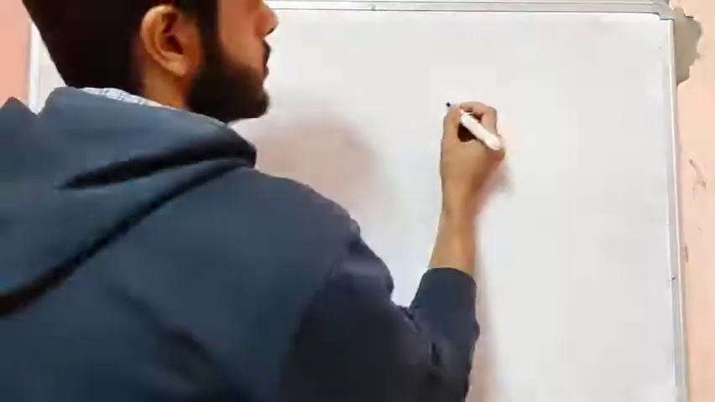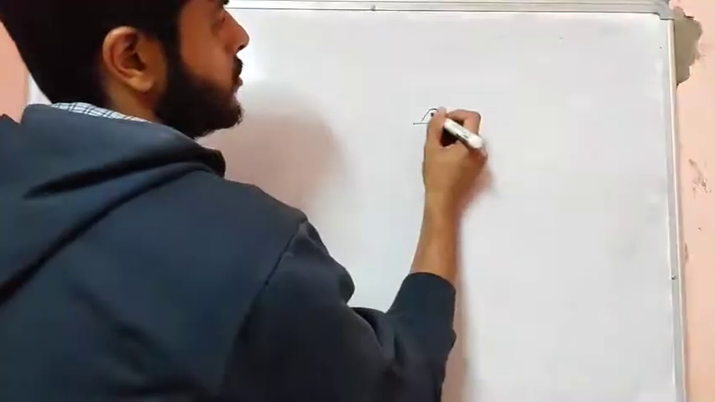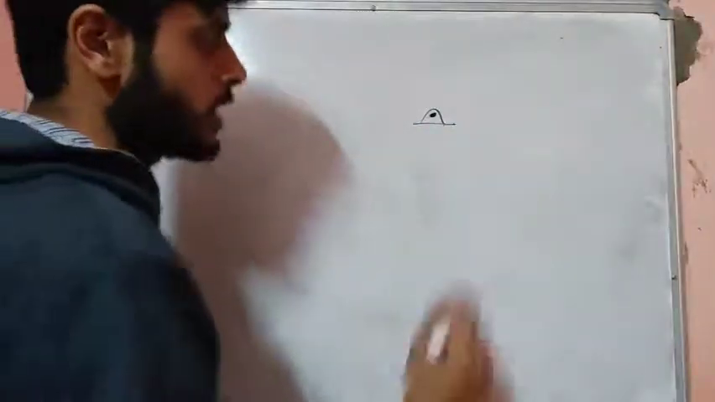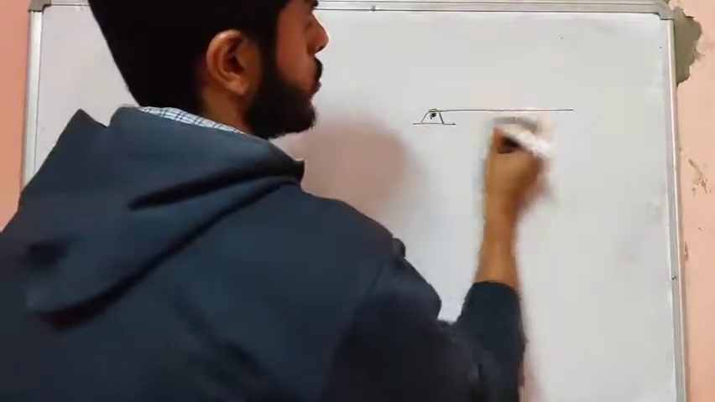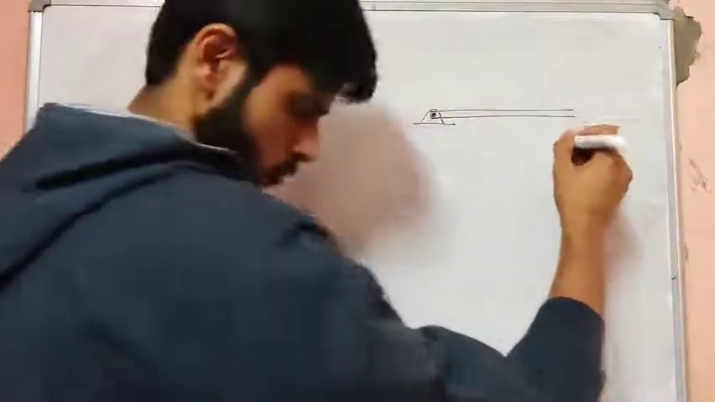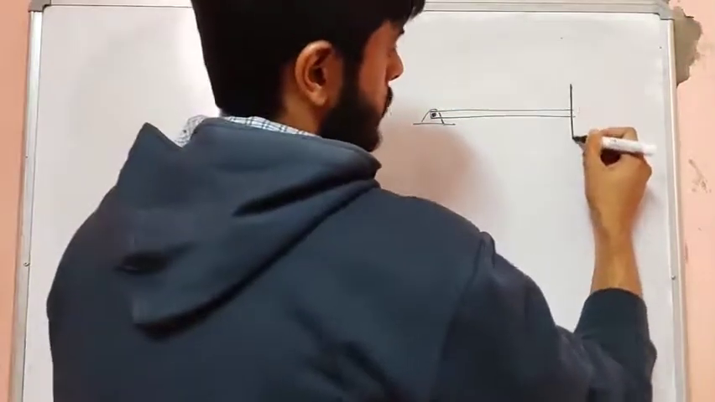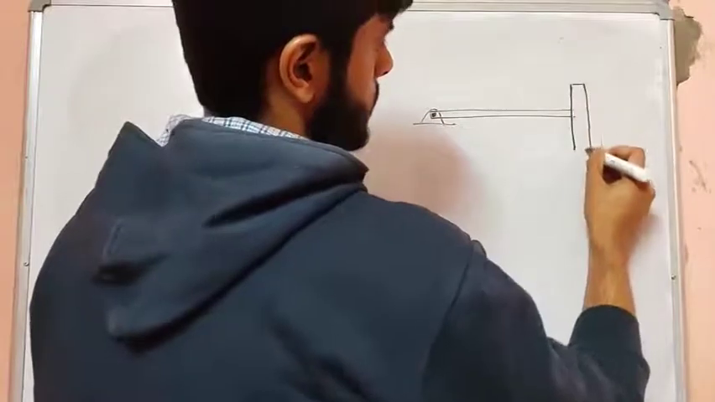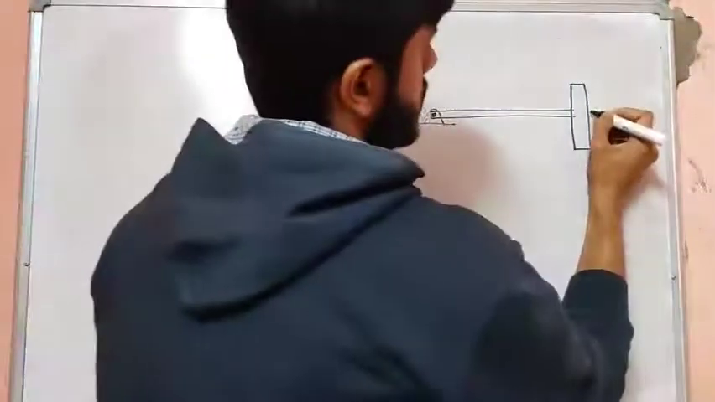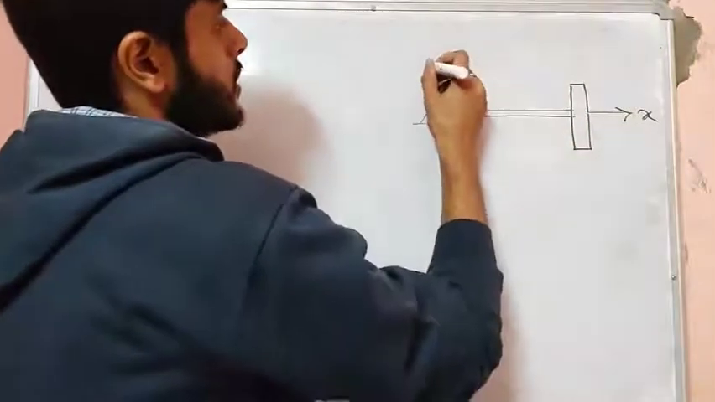We'll try to solve another problem. There is a universal bearing over here. Consider this a universal bearing. There is a long rod connected like this, and we have a spinning disc over here. So this is our x-axis and this is our z-axis.